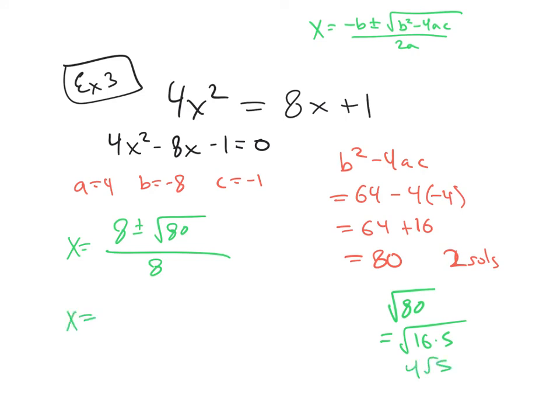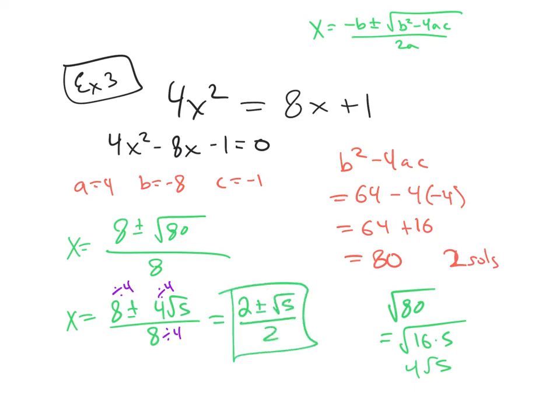So I get x equals 8 plus or minus 4 root 5 over 8. And then, once again, look at all your outside numbers. 8, 8, and 4. I can divide all those by 4. So I get a final answer of 2 plus or minus root 5 over 2. Okay? There's our final answer. Because not all 3 outside numbers divide by 2, we can't reduce these any further.